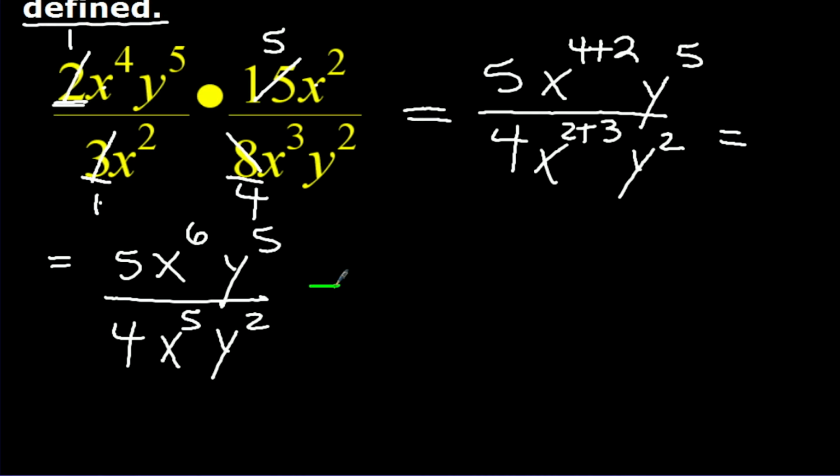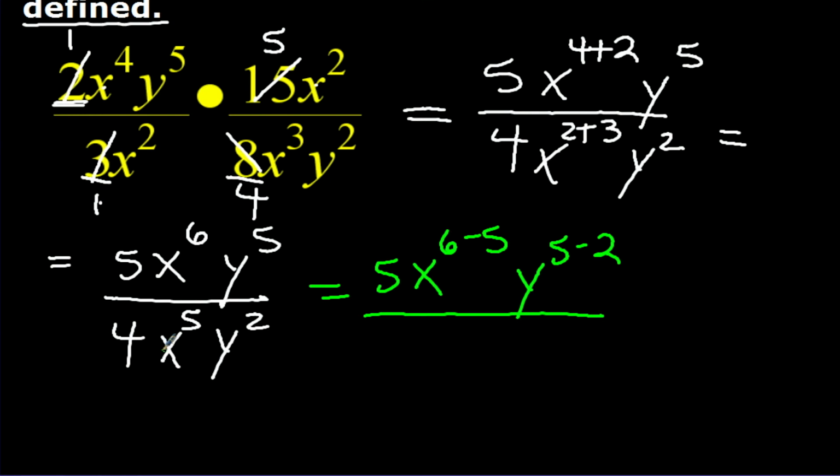Now I need to look at the division part. Notice I have an x to the 6th on top, and x to the 5th on the bottom. And remember the rule for exponents: when I'm dividing the same base, I subtract the exponents. So that's going to give me 5x to the 6 minus 5. And also I include the y this time. I have y to the 5th on top, y squared on the bottom, so that's going to give me y to the 5 minus 2. Once I do that with the exponents, I don't have to worry about the x and the y on the bottom anymore, but I have to bring the 4 over because I haven't done anything with it yet.